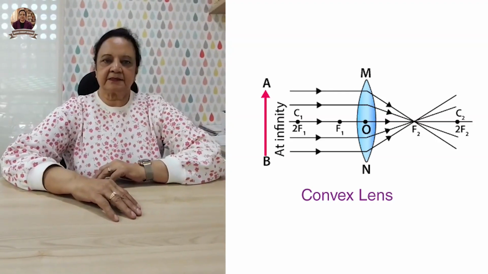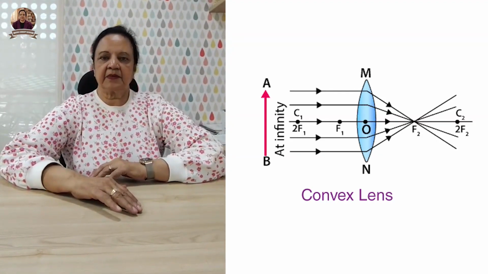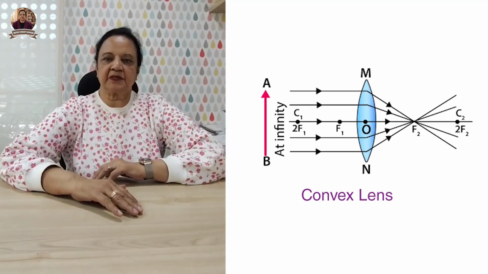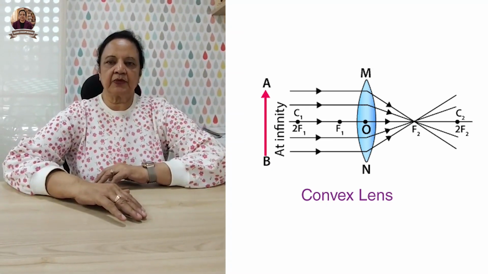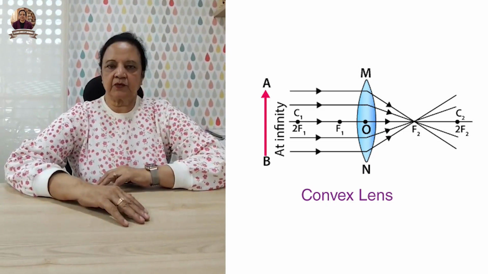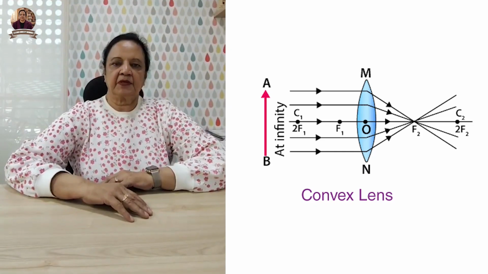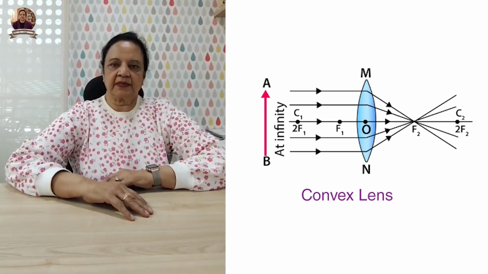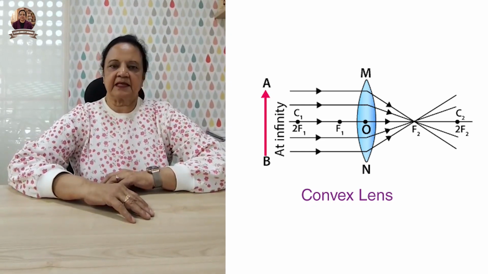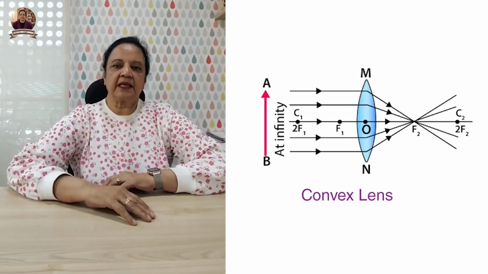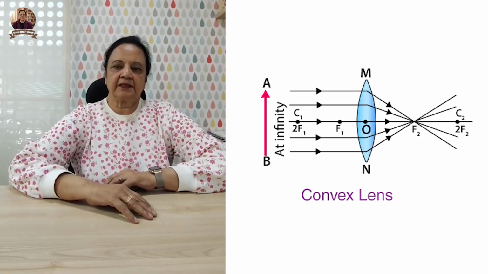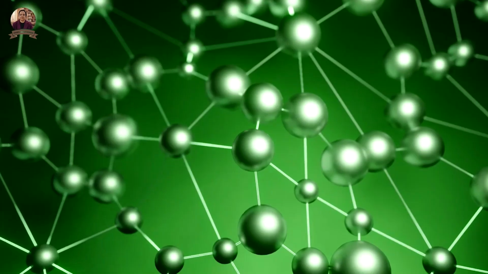For convex lens, object at infinity, image at F2, point sized. Beyond 2F, image between F and 2F, diminished. At 2F, image at 2F, same size. Between F and 2F, image beyond 2F, enlarged. At F, image at infinity. Between F and O, image on the same side, virtual, erect and magnified.